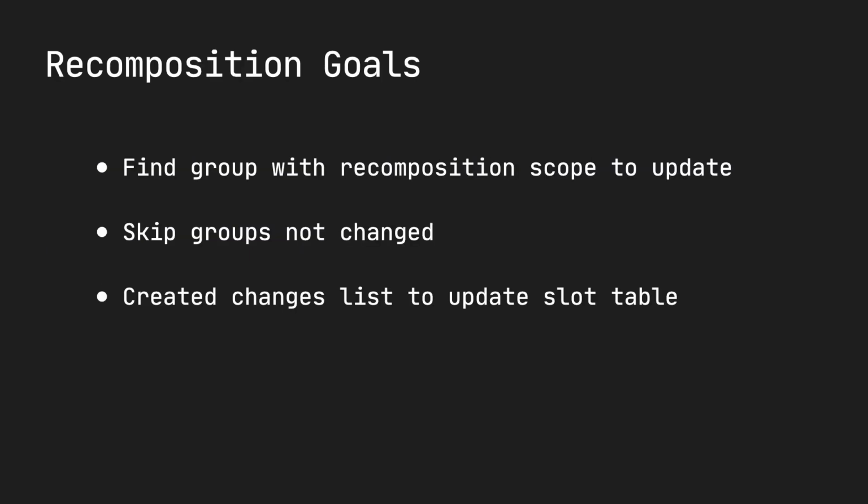So this is a very simple example of what happens underneath the hood in recomposition. There are three goals. One is to be able to traverse the slot table to find the group. We need to find the group that has the recomposition required flag set. We need to create these changes, the list of changes, to update it. And these are the three goals that we looked at.